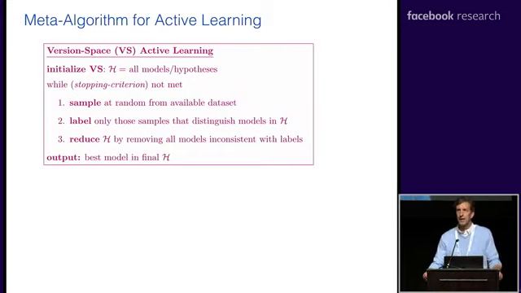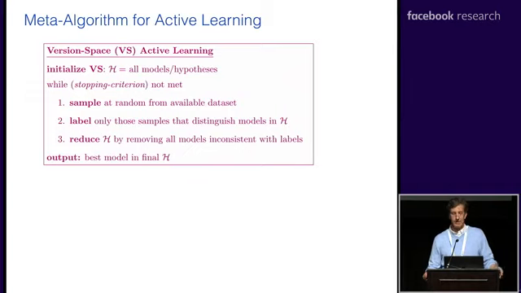Okay, so here is kind of a meta algorithm, if you will, for active learning. And it basically works like this. Suppose we have a collection of models or hypotheses. I'll call that script H. So that's the set of all models we're considering. If you want to keep something in your mind, think of all possible linear classifiers in some feature space.